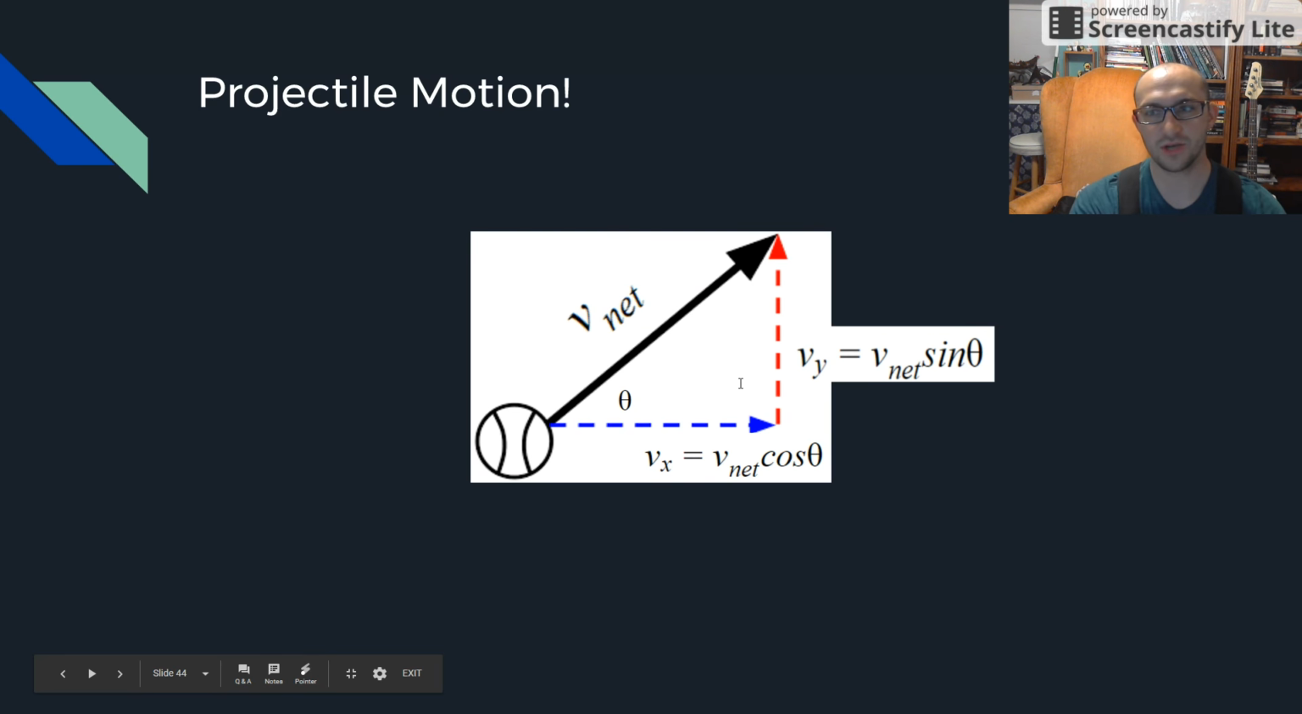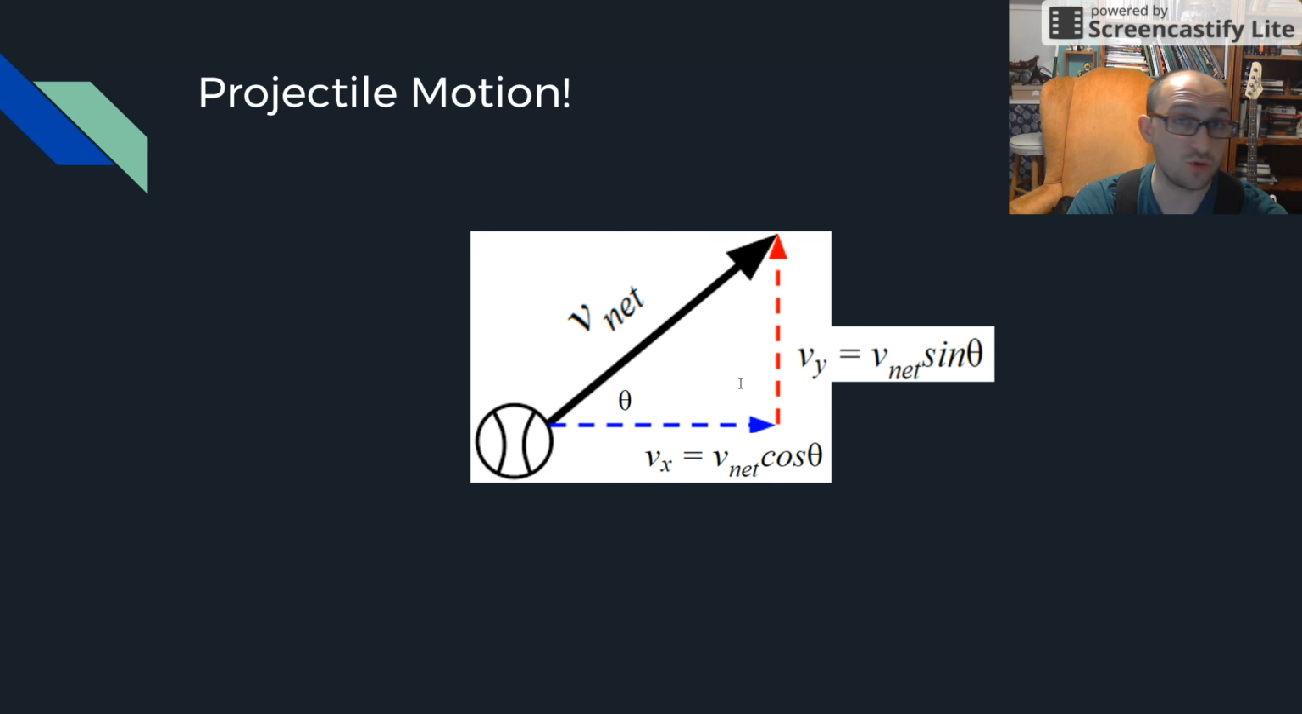The entire thing about projectile motion is that you have a net velocity, which is a diagonal. And if you have a net velocity and a theta, the angle of inclination, you can use some simple trig to break it into the x and y components. Those equations are shown here.